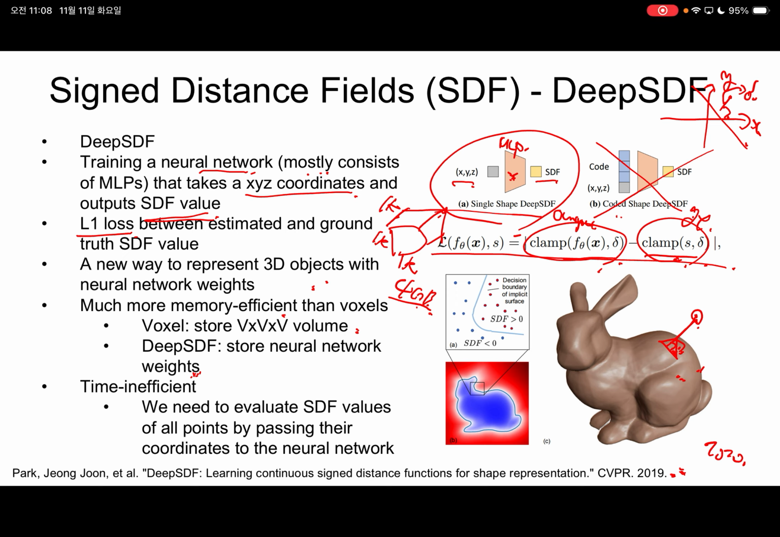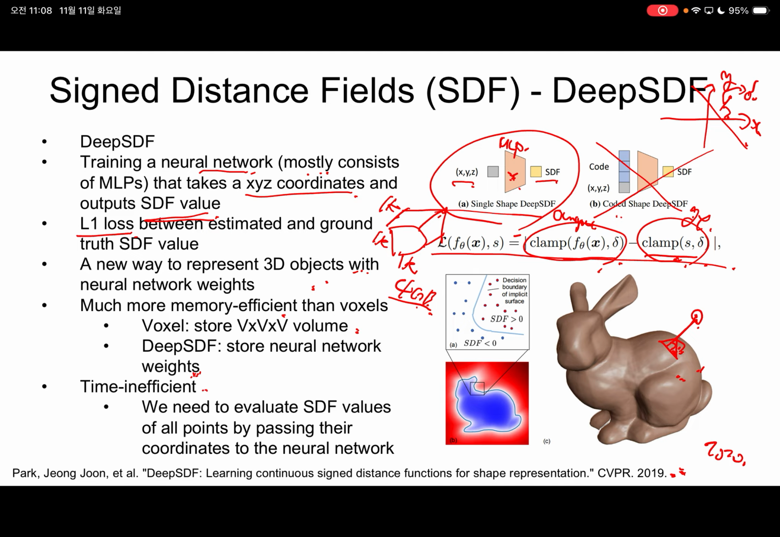So it's much lighter. In terms of memory, it is much lighter than saving all voxels in volume space. So DeepSDF gives a new way to represent the object with neural network weights. But as I said, it is time inefficient. Why is it time inefficient?